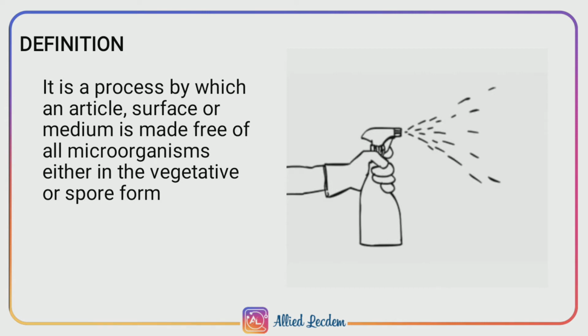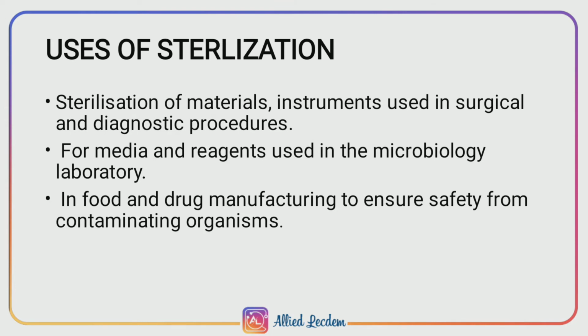Next, uses of sterilization. Sterilization can be done for any materials, especially for instruments those are used in surgical and diagnostic procedures, and also for media and reagents those are used in microbiology lab. Then in food and drug manufacturing, sterilization is done to ensure safety from contaminating organisms.